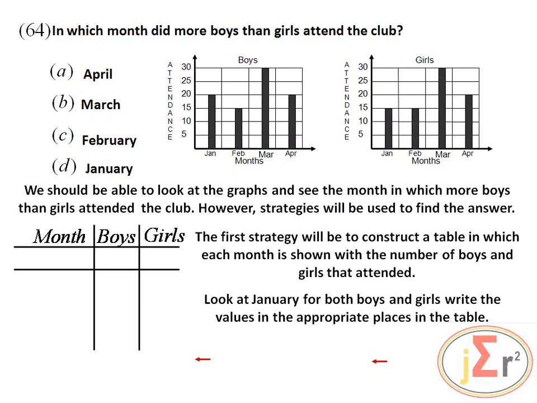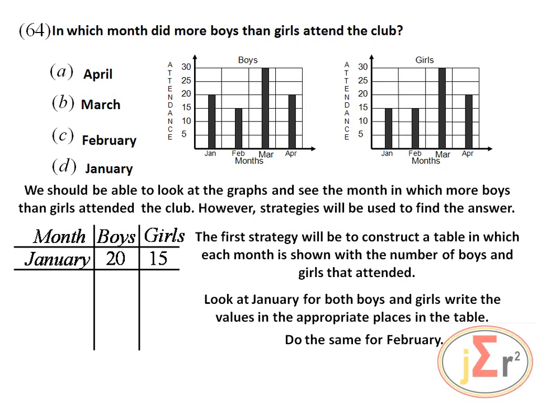So let us look at January. See, the arrow that we have there is pointing in the month. In the table for the boys, it's pointing at 20. And in the table for the girls, it's pointing at 15. So we are at January, and we are going to put down for the boys 20 and for the girls 15.